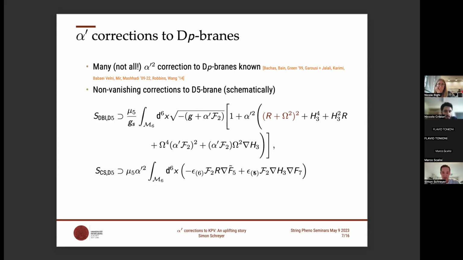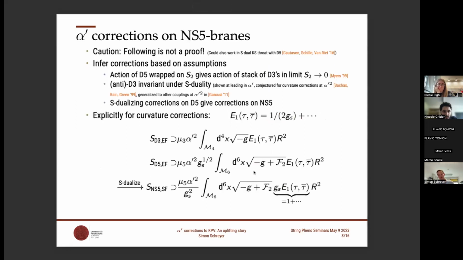Okay, there's one problem in that discussion so far, because what we actually want to calculate are corrections to NS5 branes and not to D5 branes. Because the anti-D3 branes at the tip of the KS throat puff up into an NS5 and not into a D5 brane.